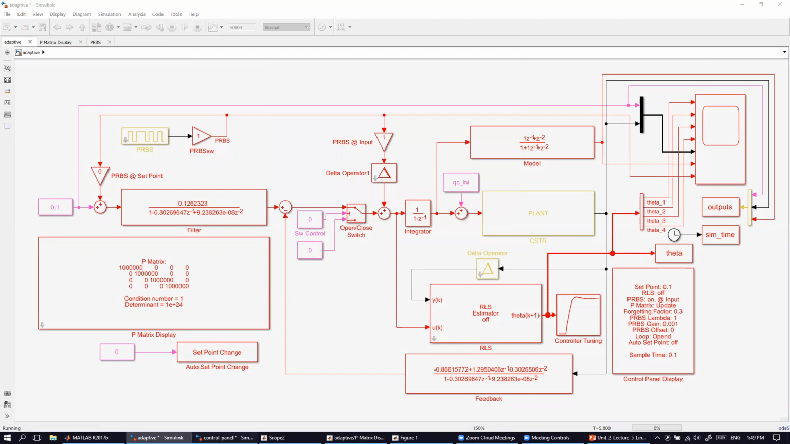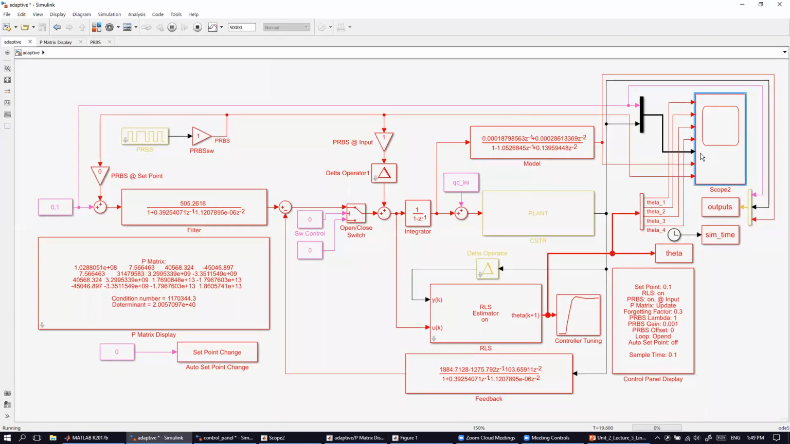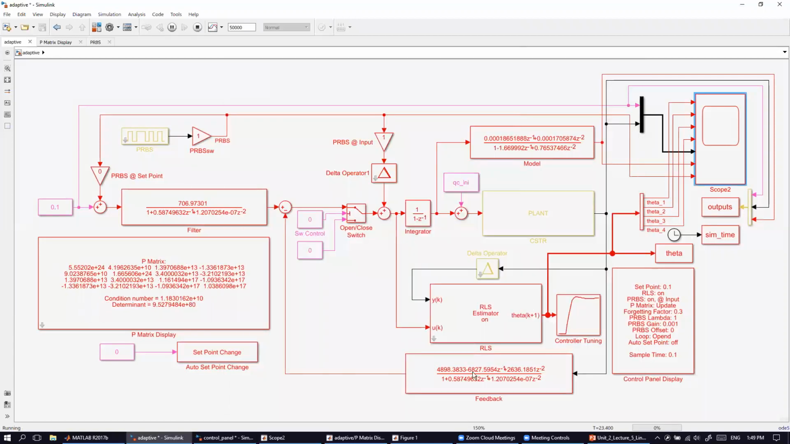Okay, so the control panel, the system is running. I'll need to turn the loop off and turn the algorithm on. Okay, so another thing before we go on. You see, when the system is identifying, so when the auto tuning is on, you see the controller parameters here, they change constantly. They're moving all the time.